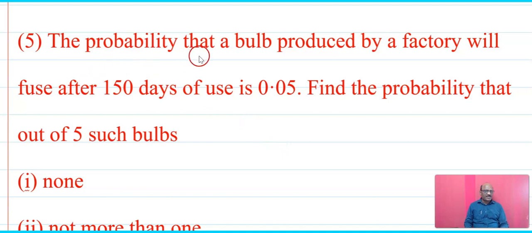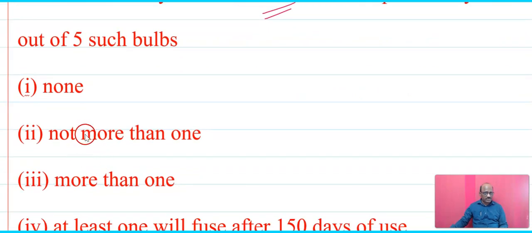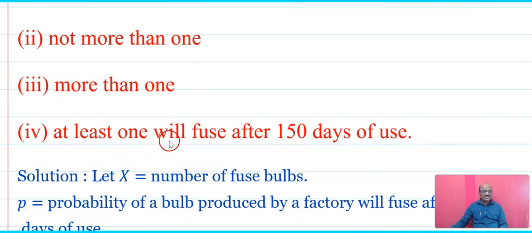The probability that a bulb produced by a factory will fuse after 150 days of use is 0.05. Find the probability that out of 5 bulbs, none will fuse, not more than 1 will fuse, more than 1 will fuse, and at least 1 will fuse after 150 days of use.